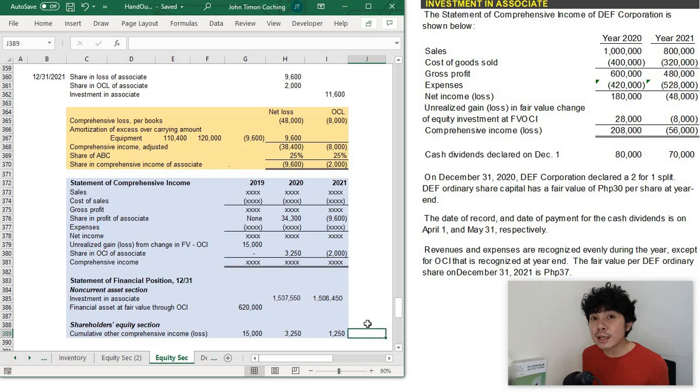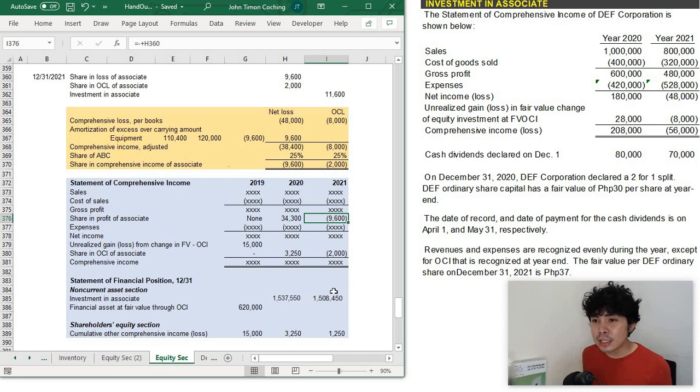So, ngayon, punta tayo sa financial statement presentation. So, ano ang magiging itsura ng ating financial statements? So, sa statement of comprehensive income, makikita natin yung 9,600 na share natin sa loss. Again, syempre, sa computation ng net income, the P&L. Then, yung 2,000 na share natin, loss din yun, pero dun yun sa OCI. Sa baba siya ng net income.